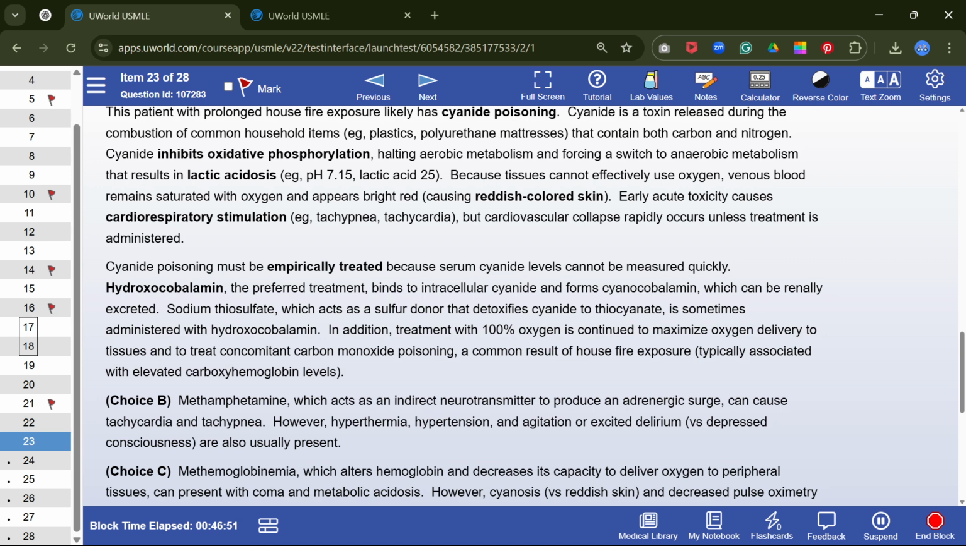Hydroxycobalamin, the preferred treatment, binds to intracellular cyanide and forms cyanocobalamin, which can be renally excreted. Sodium thiosulfate, which acts as a sulfur donor that detoxifies cyanide to thiocyanate, is sometimes administered with hydroxycobalamin. In addition, treatment with 100% oxygen is continued to maximize oxygen delivery to tissue and to treat concomitant carbon monoxide poisoning, a common result of house fire exposure typically associated with elevated carboxyhemoglobin level.